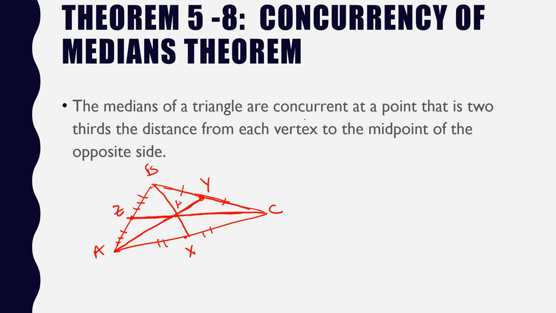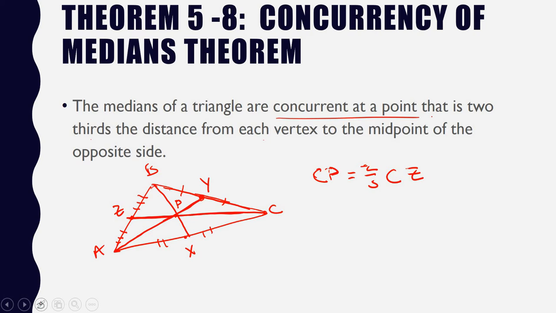And so our statement says that not only are they concurrent, but that point is 2/3 of the distance from the vertex to the midpoint of the opposite side. So this point P is 2/3 of the distance from C to Z, from A to Y, from B to X. In other words, CP is 2/3 the distance of CZ.